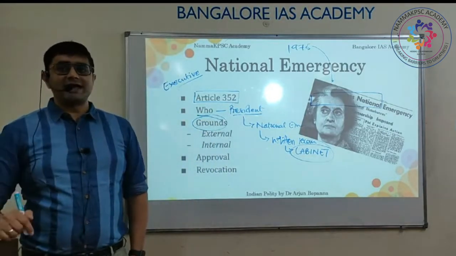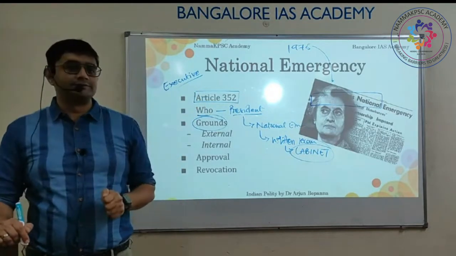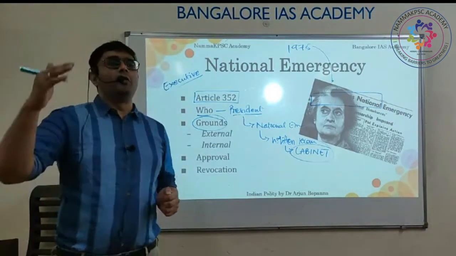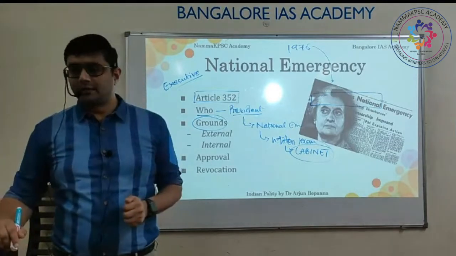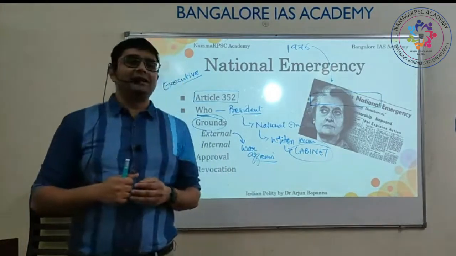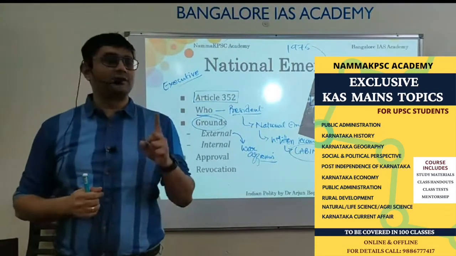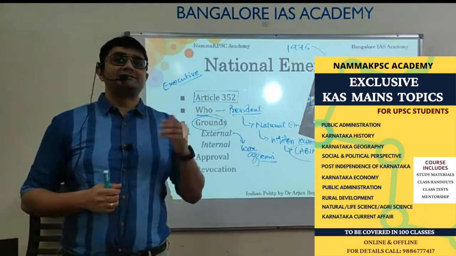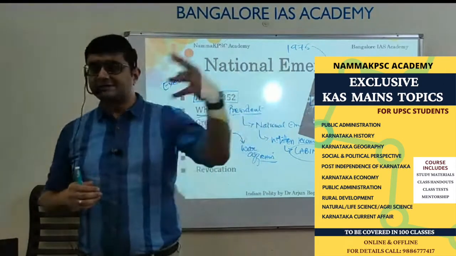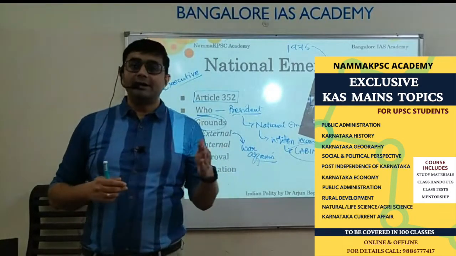The national emergency can be declared on two grounds: external grounds and internal grounds. So when India is facing an external threat, a war or external aggression. When I say external aggression, see, war is between two states like India, Pakistan, India, China. That is a war. External aggression means it can be by a non-state actor also. Like, let's say terrorists are attacking from outside. So that's an external aggression. It can be by a non-state actor.